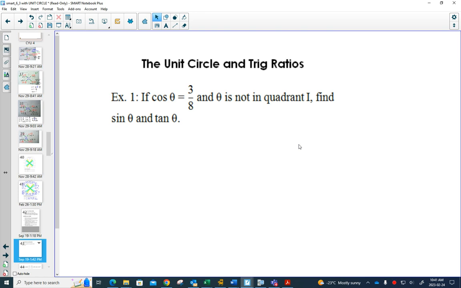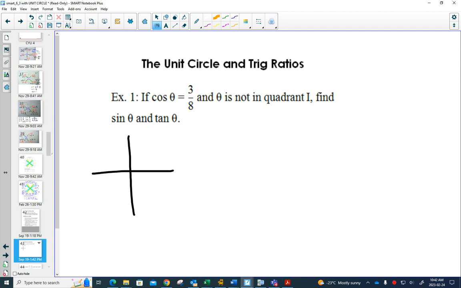So what we're going to look at is how can we use the information that we've done and answer a few more questions. So here's example 1. Again, a number 1 strategy you're going to use when solving trig questions is drawing a triangle. So this question starts off with: if cos theta is 3/8 and theta is not in quadrant 1, find sine of theta and tan of theta. So we're going to want to draw a triangle, but we want to draw it in the right quadrant. And theta's not in quadrant 1.